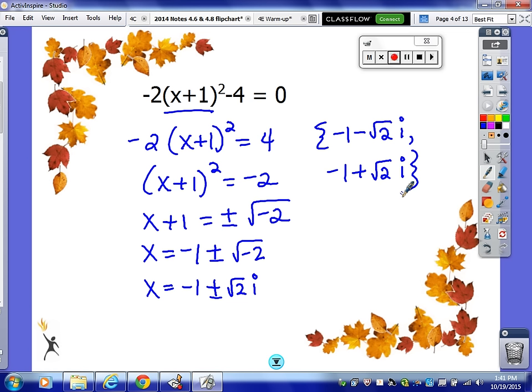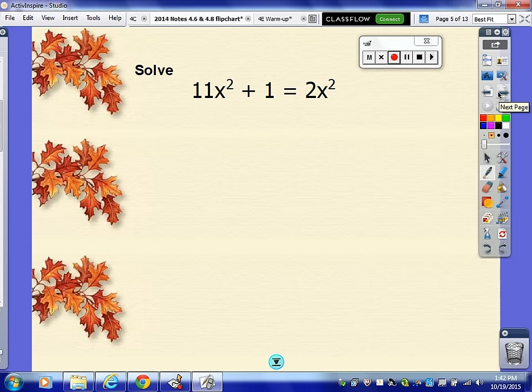When you have complex solutions, they always come in pairs. They're going to be conjugates of each other. You could also write it like this, but I just write it in this previous form because that's standard form. Okay, so that's what we're going to be doing today, solving equations with non-real solutions. Let's look at one more where we can isolate. So notice here I just have a single x squared term, so I can combine like terms.